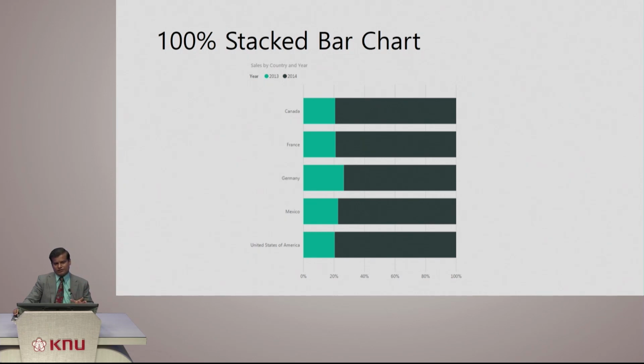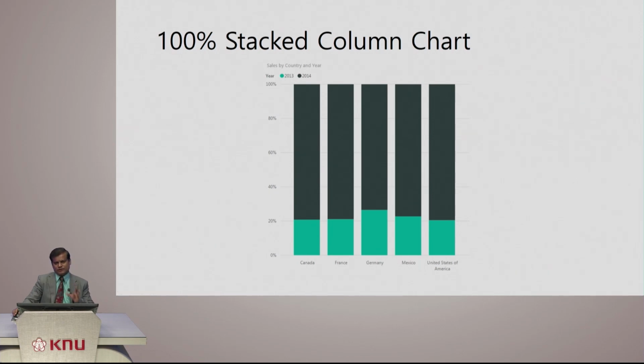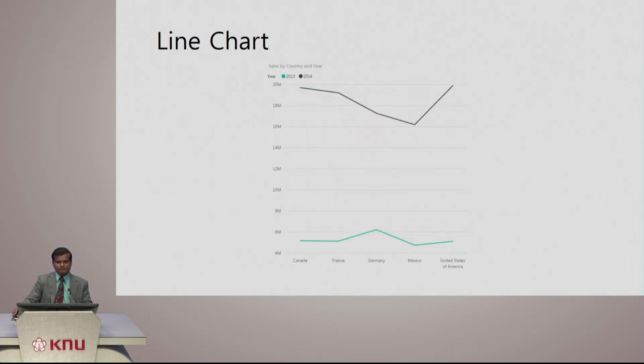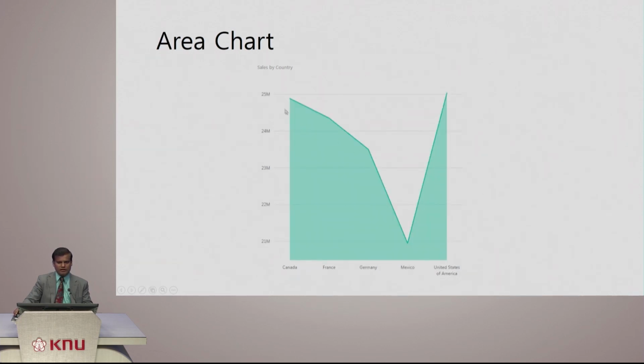Here is a 100% stacked bar chart, which represents a similar thing, but you can see there is a percentage shown here. So how much 2013 comprises and how much 2014 comprises. Similarly, it is for the stacked column chart. Here is a line chart which has similar features with respect to 2013 and 2014. It's a very simple outline. And here's an area chart, sales by country, as you can see. For Canada, France, and then for Mexico it goes down, for US it goes up again.